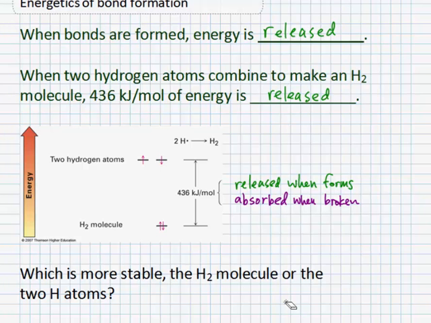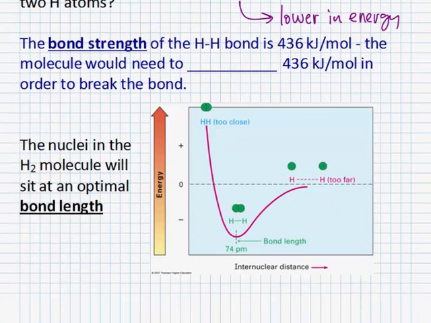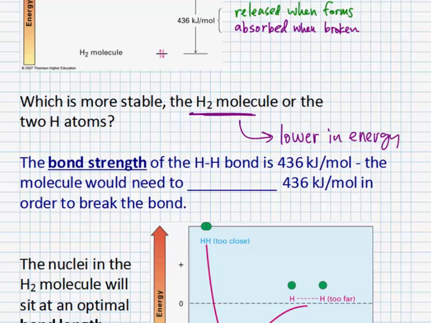Well, if something is stable, it's going to be relatively low in energy. If something is unstable, it has a lot of energy to it. These two hydrogen atoms have a lot of energy, which means they have the capability of changing, of doing something. They have the potential, that's why it's called potential energy, of forming that bond. So the hydrogen molecule is a lot more stable than those hydrogen atoms. And that's indicated in this diagram by the H2 molecule being lower in energy. And that 436 kilojoules is referred to as the bond strength, right? So the molecule would need to absorb that 436 kilojoules in order to break that bond.